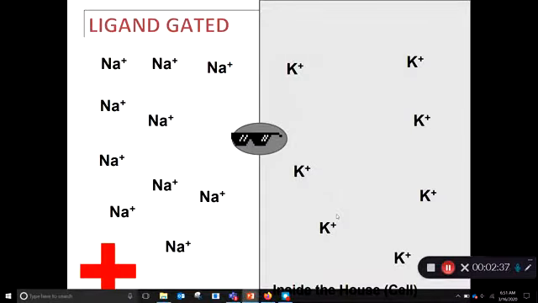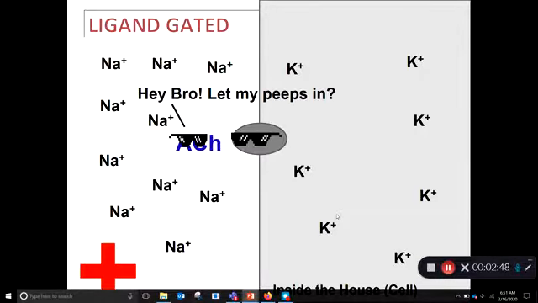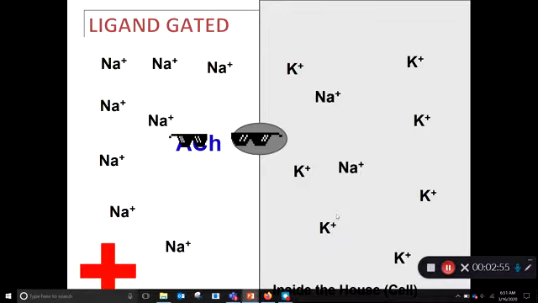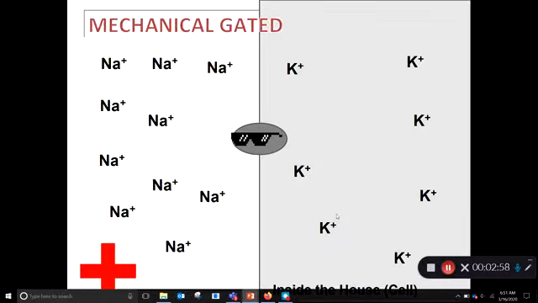Now another type of bouncer can be bribed or told, hey, open up. Ligand gated is like, if you remember back to acetylcholine goodness, he's like, hey, bro, let my peeps in, okay? And sodium comes in. Mechanically gated is a little bit different. We haven't really talked about that quite yet. Anything that has some type of mechanical stimulus, such as pressure or punching, can cause things to come in as well.